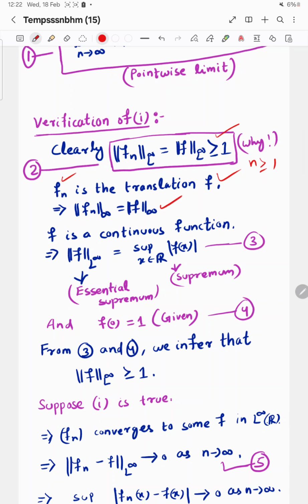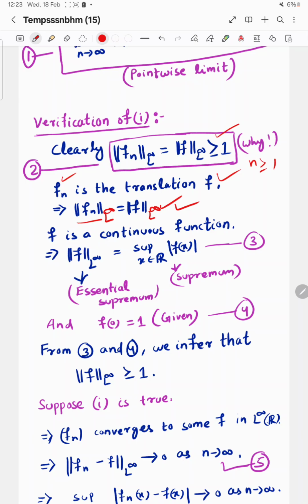One can also verify this mathematically: the supremum norm, the L infinity norm (the notation here is wrong), of these functions is equal to this value. One can also prove it mathematically. It is your homework, you should prove it.